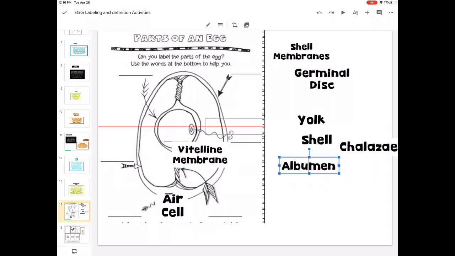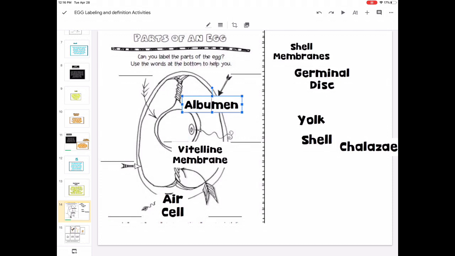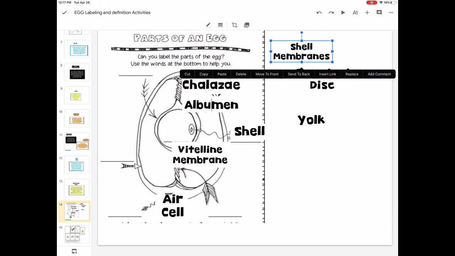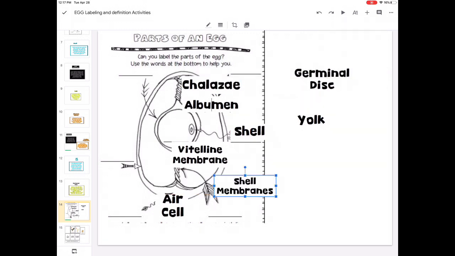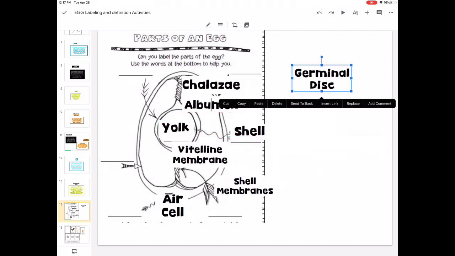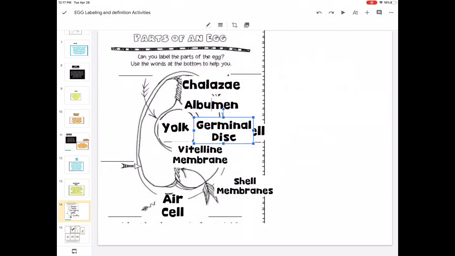The albumin is the white stuff all through between the yolk and the shell. The shell is on the outside. The chalazae, remember that was the twisted rope areas that go on the top and the bottom. It's not really braid. The shell membranes, well, that goes inside of the shell, but not as far in as the white. The yolk is the inside yellow. And that germinal disc, it's hard to see it here, but on that other paper, it was really good to look at that little tiny spot, which if it gets fertilized, becomes a blastoderm.